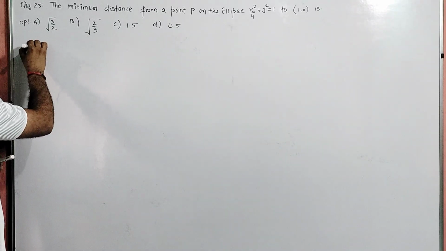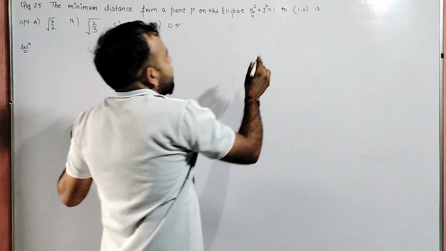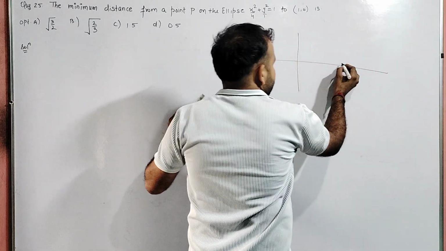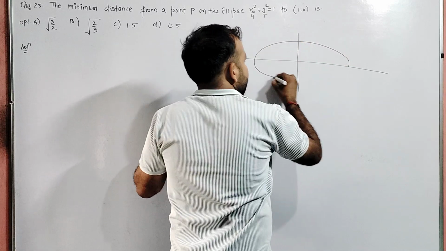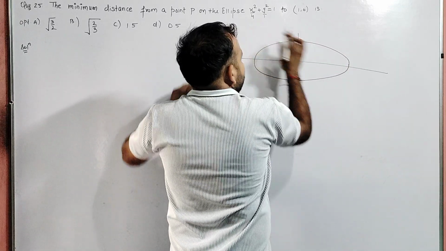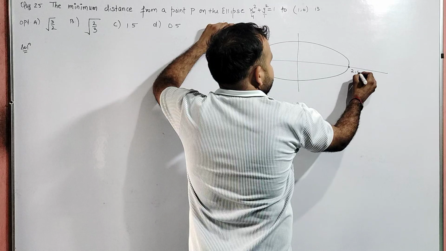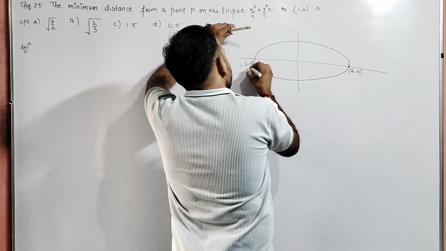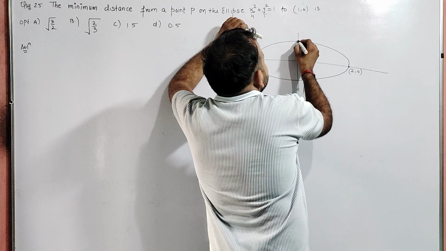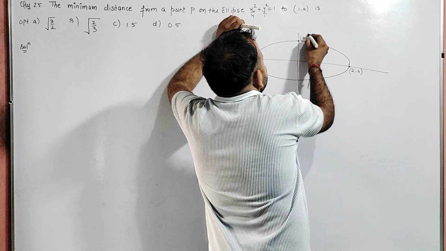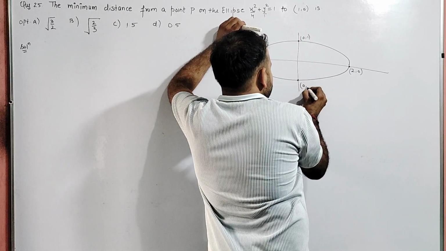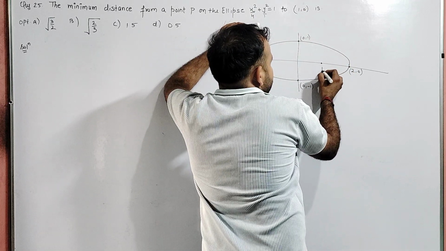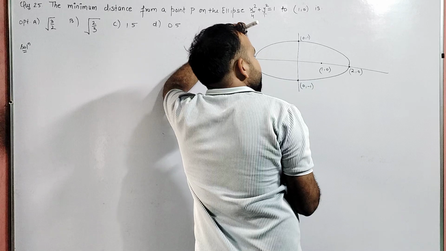Student, we know very well that this is an ellipse, such type of ellipse. This is a rough sketch, and we know very well this point is (2, 0) and this is (-2, 0), and this one is (0, 1) and this one is (0, -1), and this point is in between, this (1, 0), and we need to find the shortest distance.